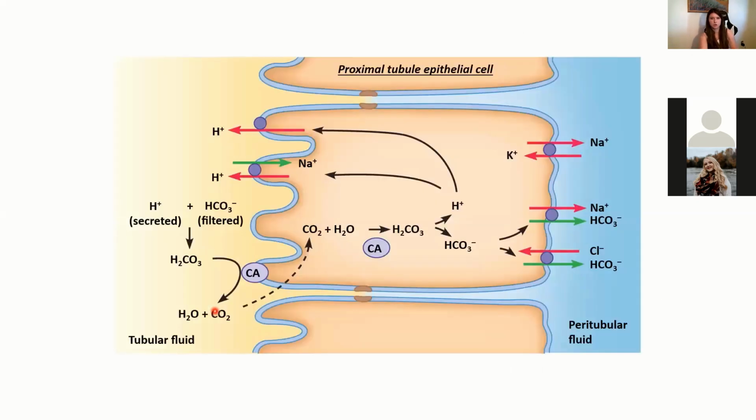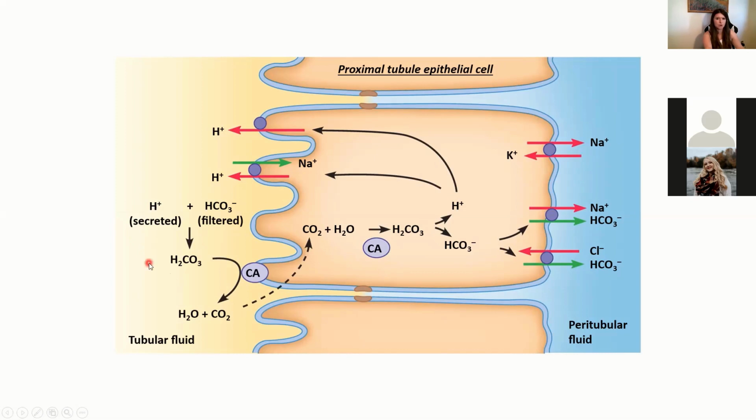Okay, so first what we're looking at here is the proximal tubule. Okay, so in this proximal tubule epithelial cell, there's a lot to see. We can see there are a lot of transporters. We're going to talk about each of them, but we're going to start in the tubular fluid first.